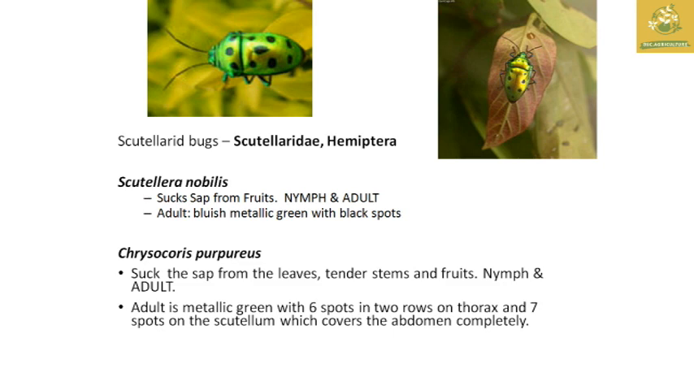Both nymph and adult cause damage to the host plant, and the adult is bluish metallic green with black spots. You can see that in the picture. And Chrysocoris purpureus sucks the sap from the leaves, tender stem and fruits, where the nymph and adult are the same, but the adult is metallic with 6 green spots in a row, and also there is a 7th spot on the scutellum, which covers the abdomen completely. You can see the pictures for both of them above.